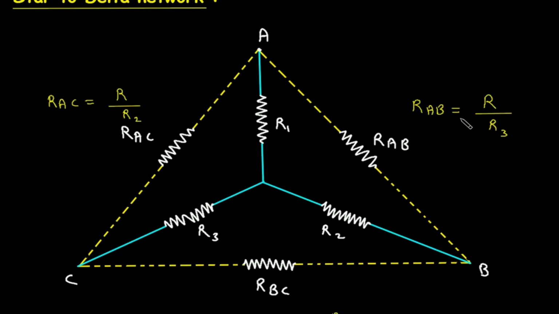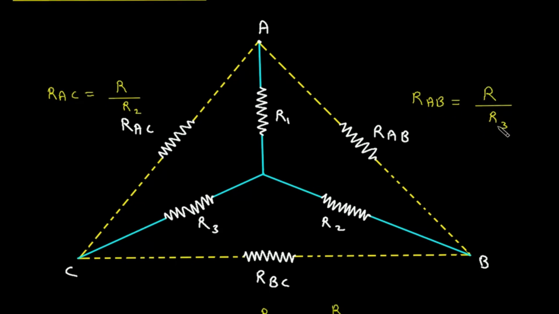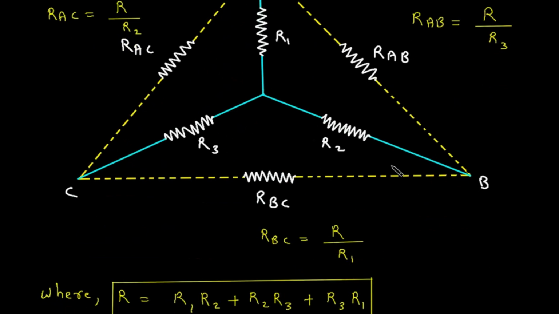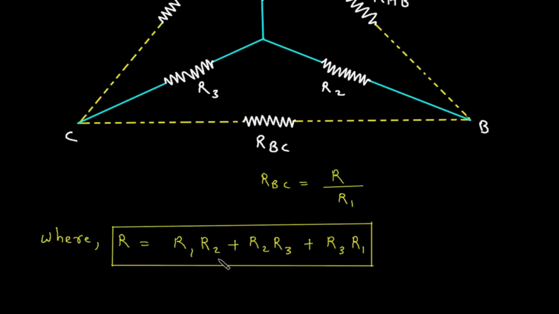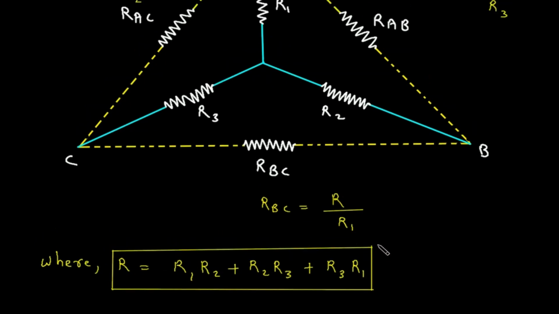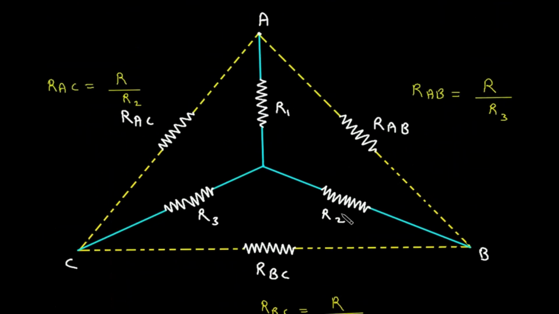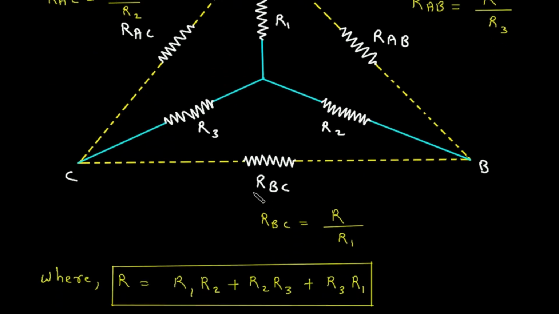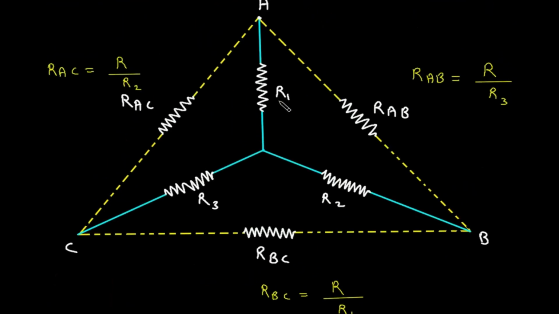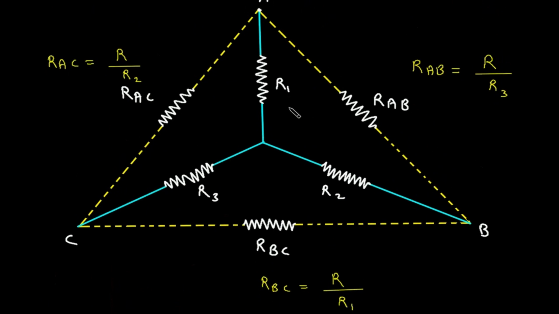So RAB is equal to R divided by R3, where this R is equal to R1 into R2 plus R2 into R3 plus R3 into R1. Then we have to find, suppose, RBC. So RBC is equal to R divided by the opposite resistance, that is R1.